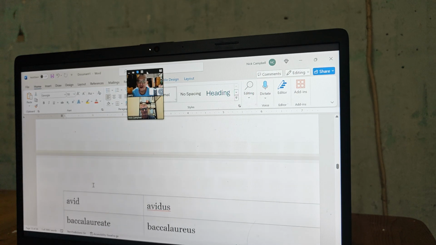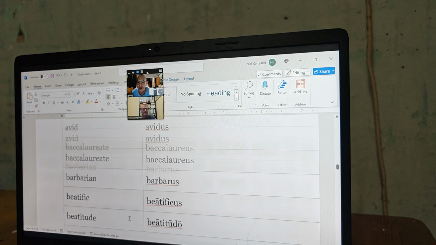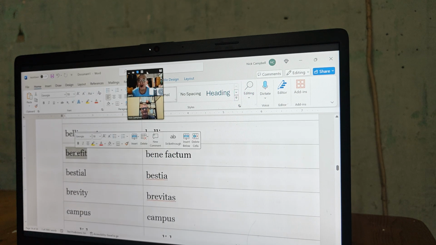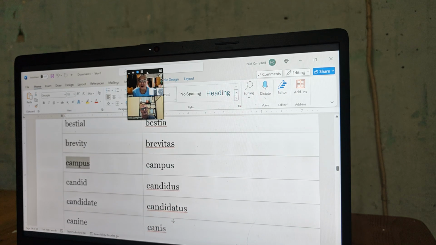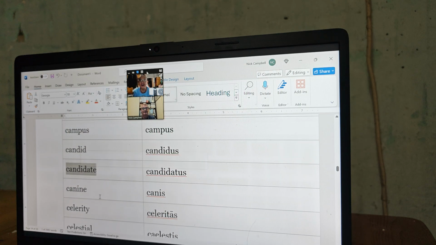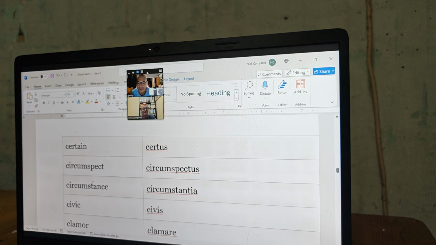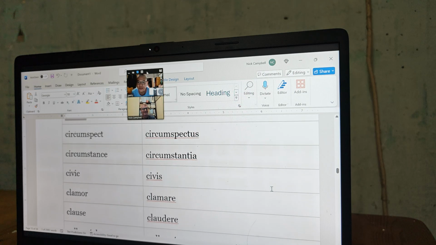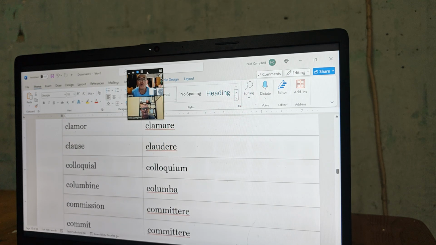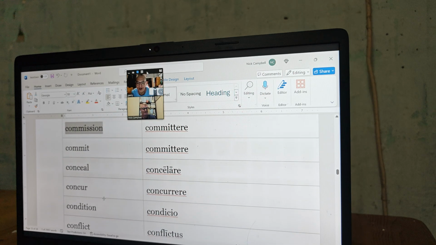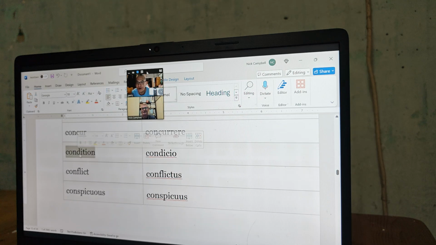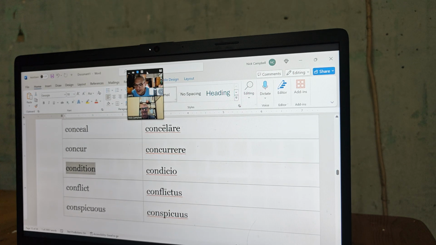Auxiliary, aviation we had before. What is there, some other word? Benefit, campus, exactly the same as campus. A lot of words exactly the same. Candidate, certain, clause, in a contract, a clause. Colloquial, commission. So many, right? Conference, condition.